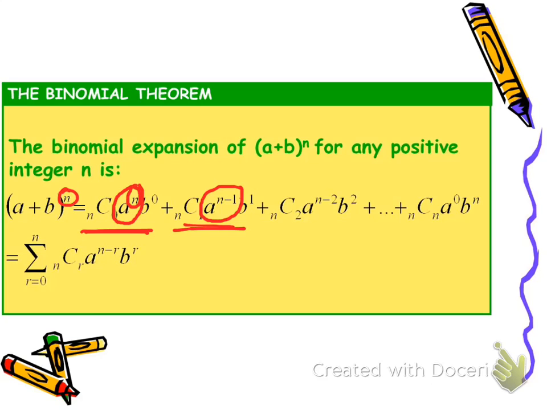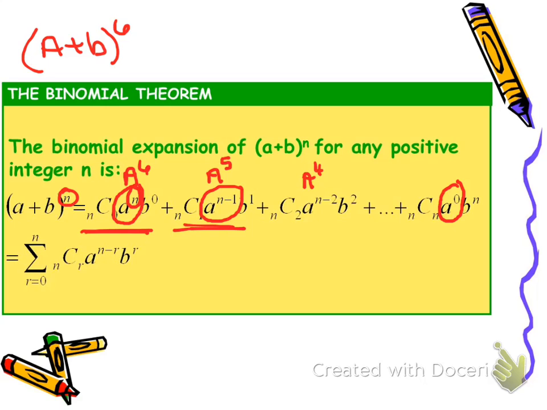For instance, if we had a plus b raised to the 6th power, in this first term we would have been raising a to the 6th power, but in the second term we would raise a to the 5th power, and so on. In the third term, a would be raised to the 4th power, the next term to the 3rd power, the next term to the 2nd power, all the way to the last term where we would be raising a to the 0 power.